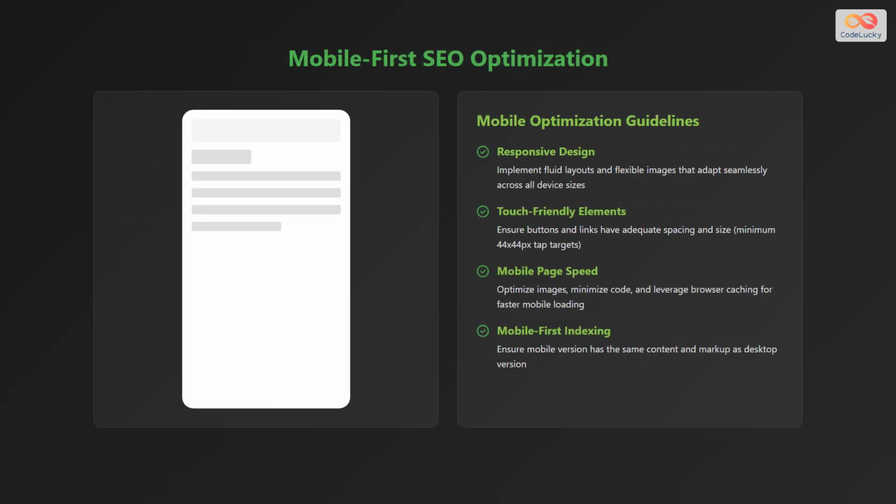Let's discuss mobile-first search engine optimization. Some mobile optimization guidelines are: implement responsive design with fluid layouts and flexible images that adapt seamlessly across all device sizes. Ensure buttons and links have adequate spacing and size, a minimum of 44 by 44 pixels tap targets. Optimize images, minimize code, and leverage browser caching for faster mobile loading. And ensure the mobile version has the same content and markup as the desktop version.